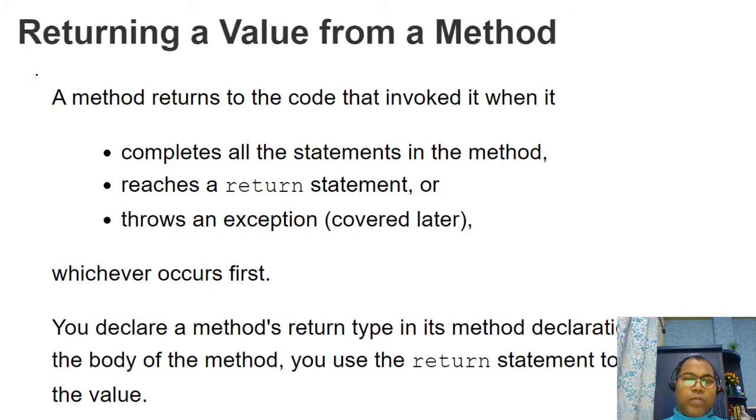So we have to remember these are the three possible scenarios where your method can return: one, completion of all statements; second, reaching any return statement; and possibly third, if some unwanted exception or error occurs in your code.